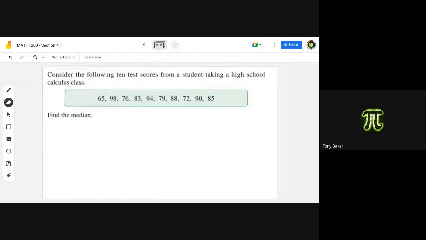All right, here's a set of numbers. They're not in order. So the first thing you have to do is put them in order. And as crazy as it sounds, don't forget to put them in order. I have seen people find median with them not put in order, and you won't get the right answer. Do not forget to put them in order.